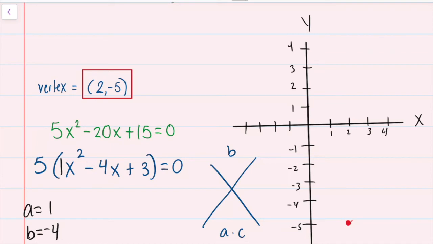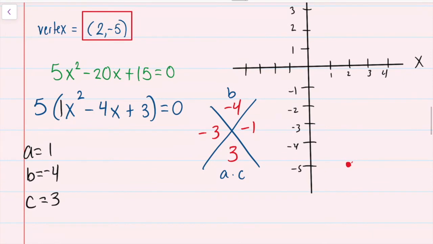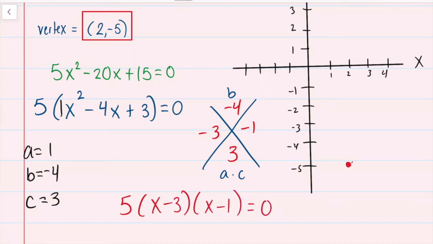And why is it easier? Because look, what's a times c? It's just 3. My b is -4. What two numbers multiplied give me 3, but add to -4? That will be -3 and -1. -3 times -1 is +3, and -3 minus 1 is -4. So my answer so far is 5 times (x minus 3) times (x minus 1) equals 0.